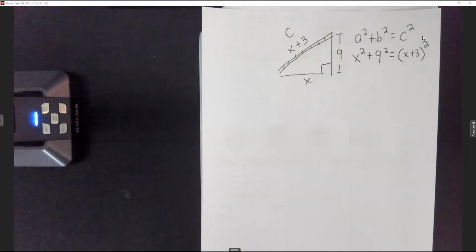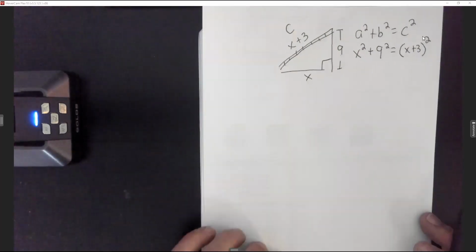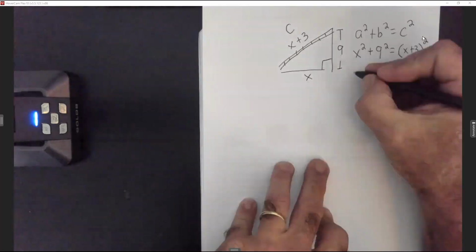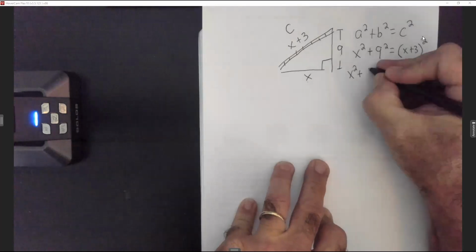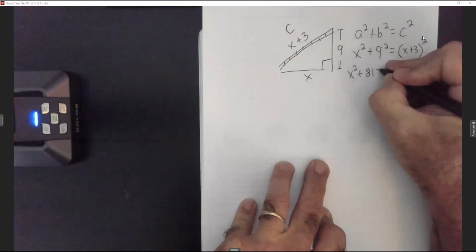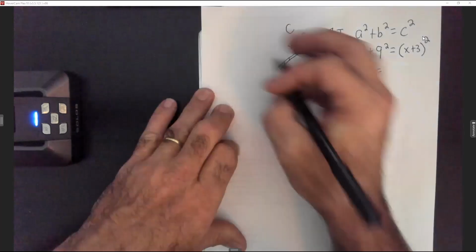So y'all with me on that? Now, x squared is going to stay x squared. 9 squared is going to be 9 times 9, which is 81. So what we need to do is FOIL that out and see what we get.